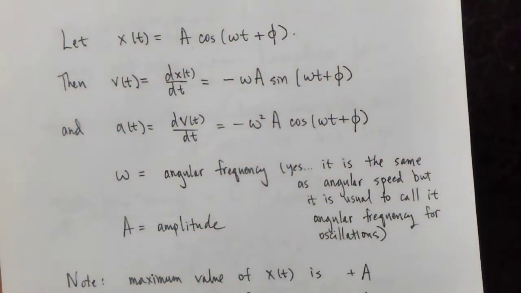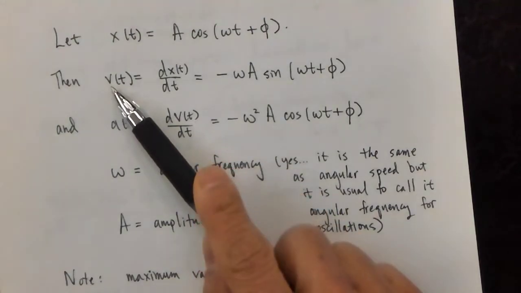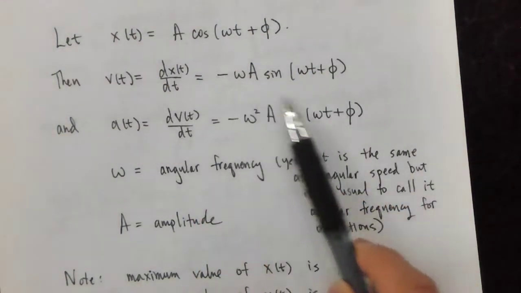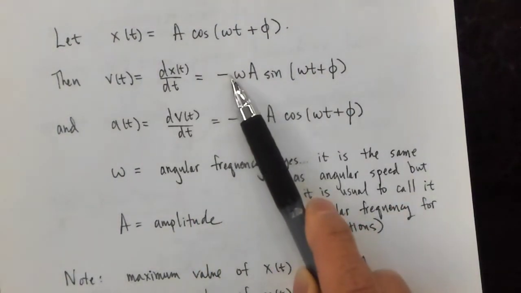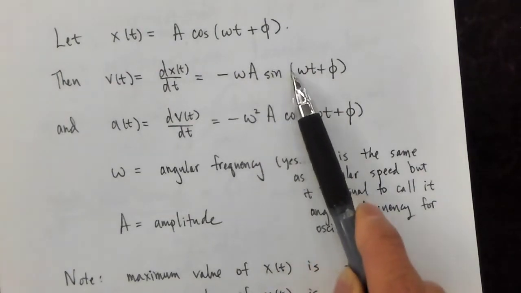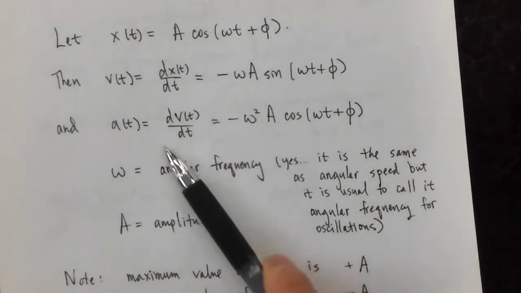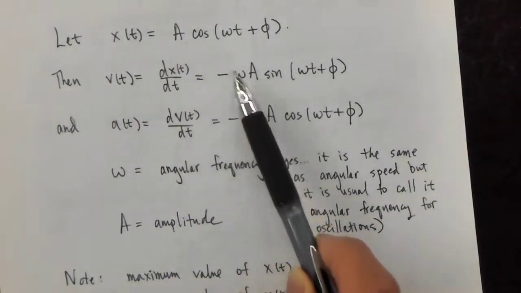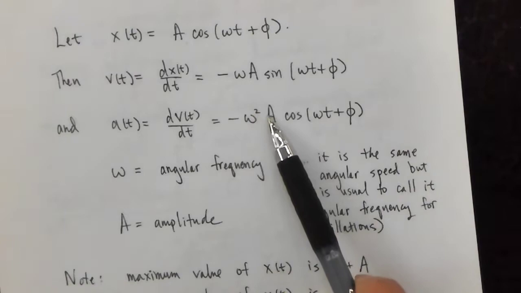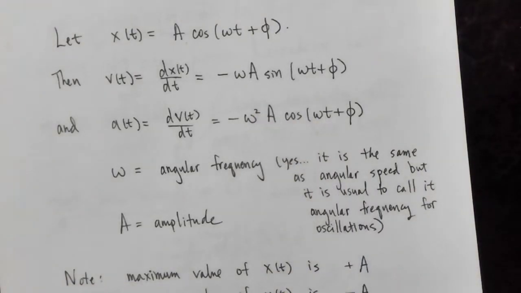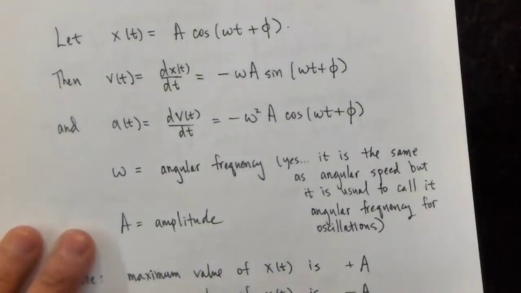It's called phi. For the velocity, this is on your equation sheet, these formulas. You take the derivative and you get minus omega times A times sine of omega t plus phi. If you take the acceleration, it's one more derivative. Taking the derivative of the velocity, you get minus omega squared times A times cosine of omega t plus phi. Okay. Any questions about this?